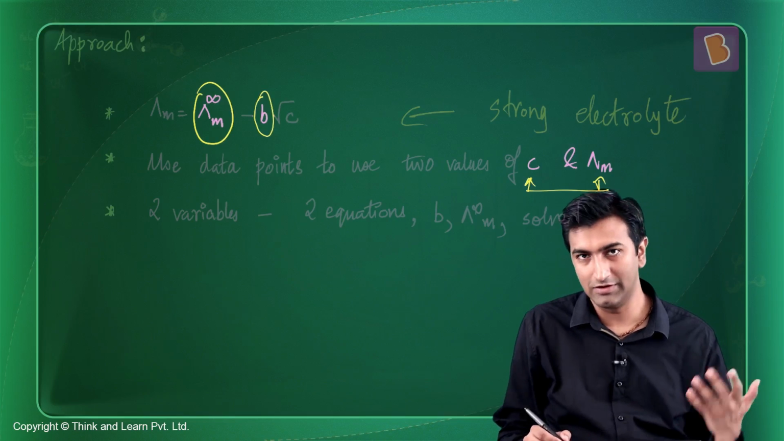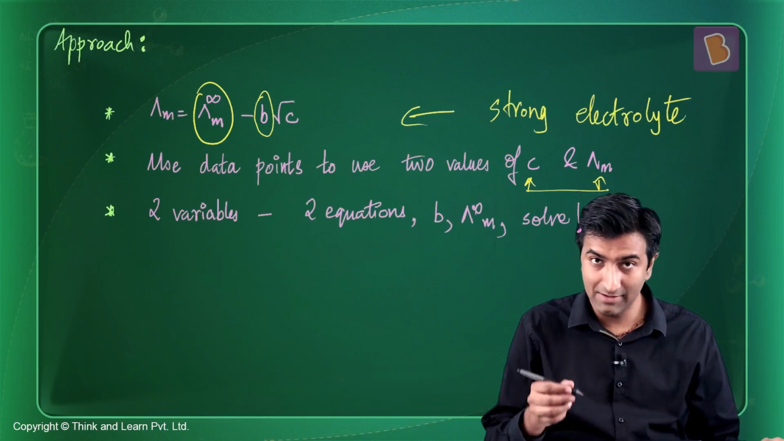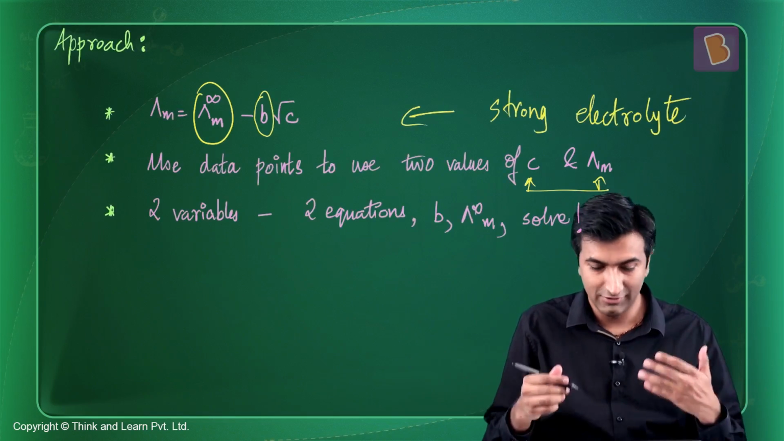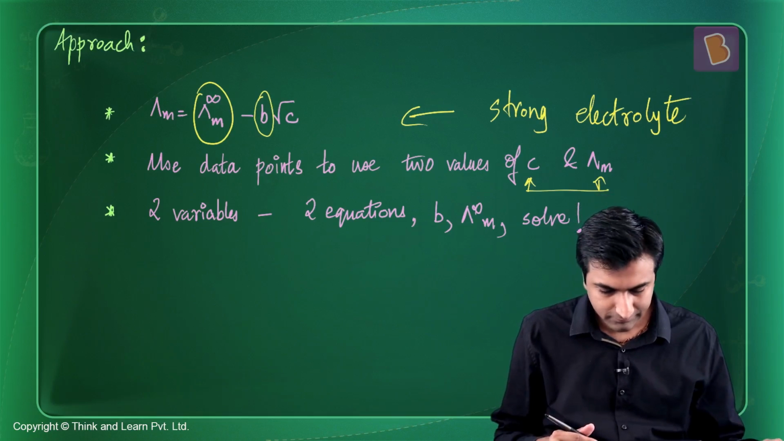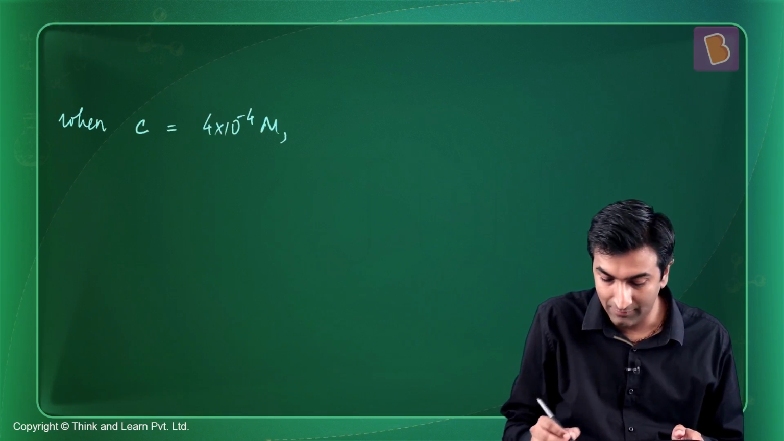So 2 variables, 2 equations, solved. That's it. Just that for this first question. But this is really important because the results of this will be useful in the next. You cannot do the second and third question without this one. So, okay, when C is equal to 4 into 10 power minus 4 molar, lambda m is this value.